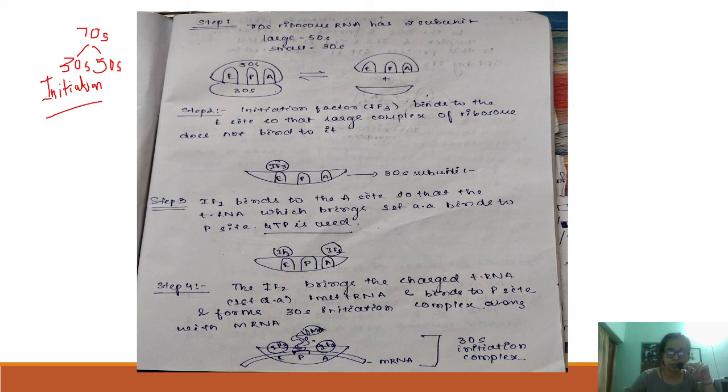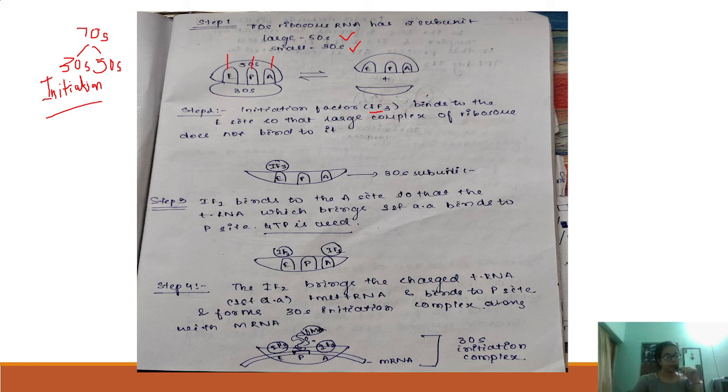In the larger subunit as well as in the smaller subunit, there are three types of spaces present, which are known as the E site, P site and A site, for the binding of the tRNA. What their role is, we will be discussing later on. So the E site, P site and A site will be present in the ribosome. The 70S ribosome has two subunits, the larger one 50S and the smaller one 30S. Next, initiation factor IF3 binds to the E site so that the large subunit of the ribosome does not bind to it.